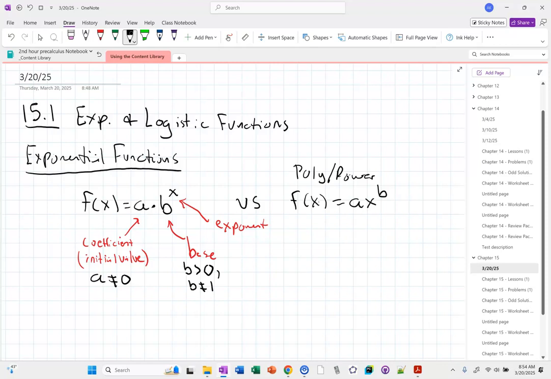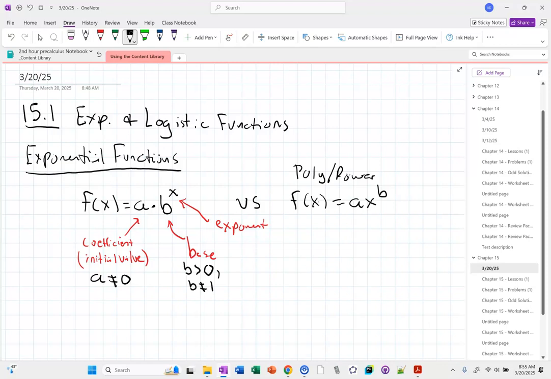If b was negative, remember x can be any number, right? Because it's the variable. So it could be things like a half or a fourth or a sixth. Those are all equivalent to even roots. You can't take the even root of a negative number. That's undefined. So if we allowed b to be negative, you'd have infinitely many discontinuities inside of this function. It would be a gross, disgusting nightmare of a function, really poorly defined. So we just don't even want to consider that.